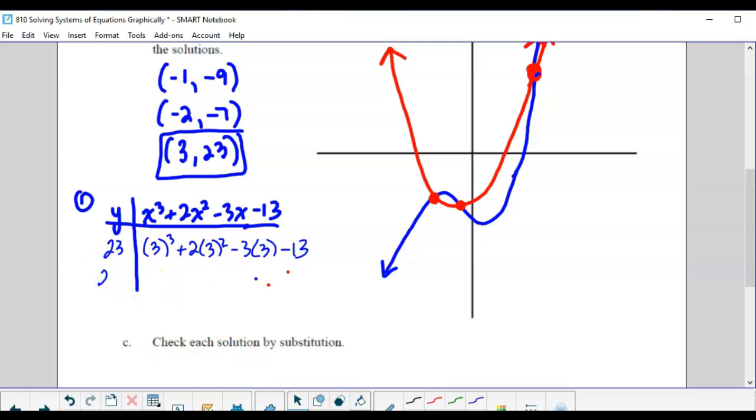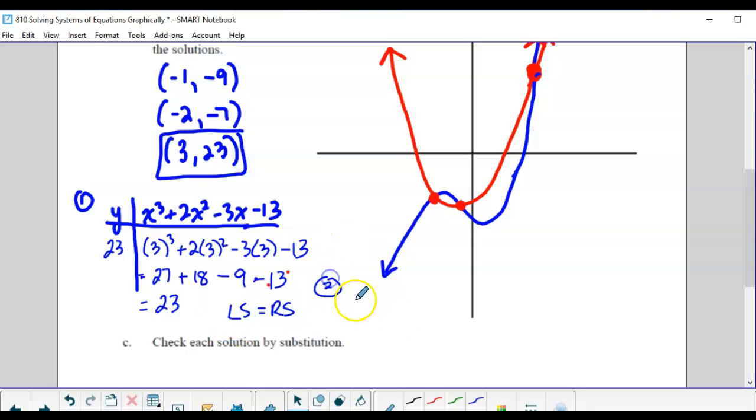Okay, so we're done with the left side, nothing to do on that. And then, that's 27. You can put it all into your calculator if you want, or practice using your brain. So 27 plus 18 minus 9, that's going to be 36, minus 13 is 23. So left side equals right side.